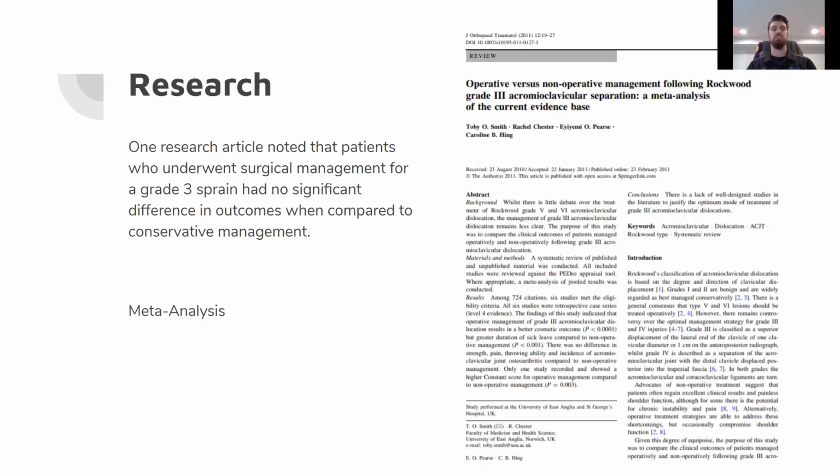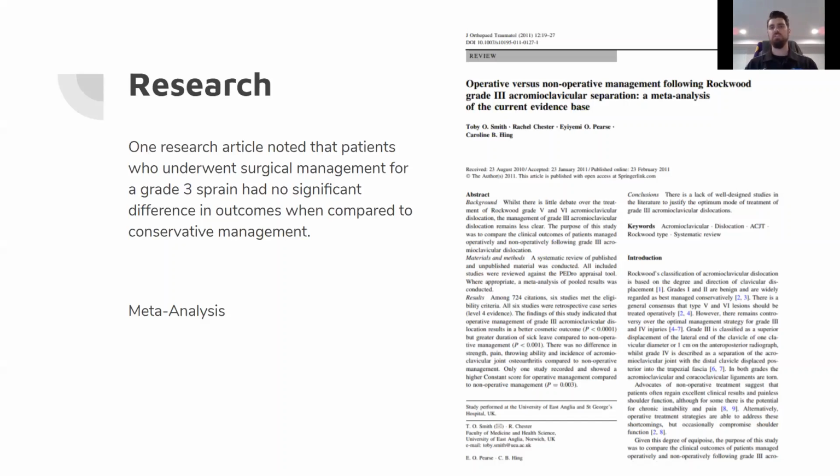So looking at some of the research here, one research article noted that patients who underwent surgical management for a grade 3 had no significant difference in outcomes when compared to conservative management of the same degree. So this means that you're going to spend X amount of dollars to see the orthopedic doctor, to get the injections to start off, to pay for the copay for the surgery, maybe if you have a deductible to hit that number, all to have no significant difference between doing conservative management and physical therapy.